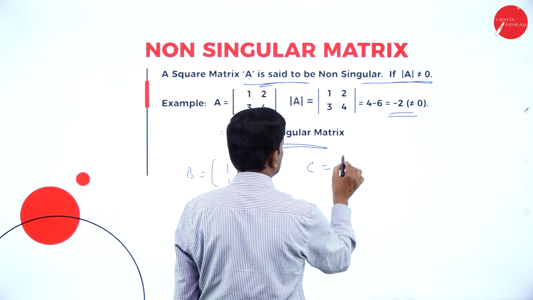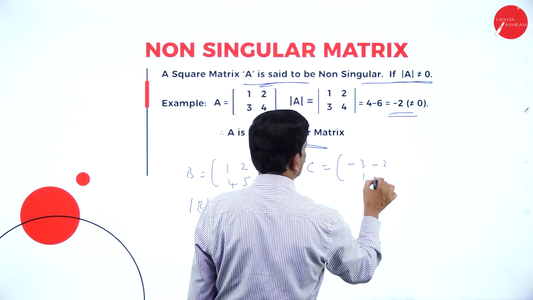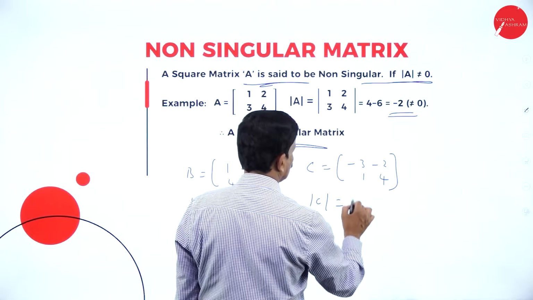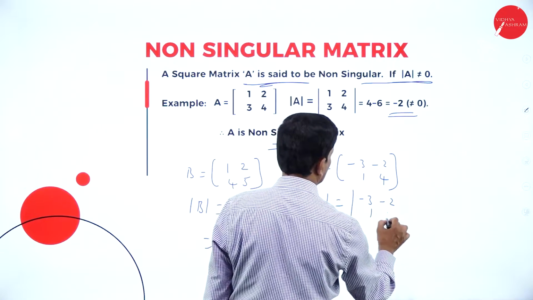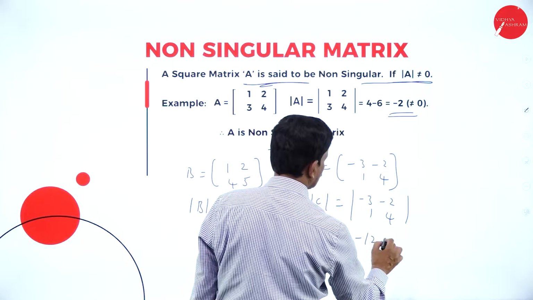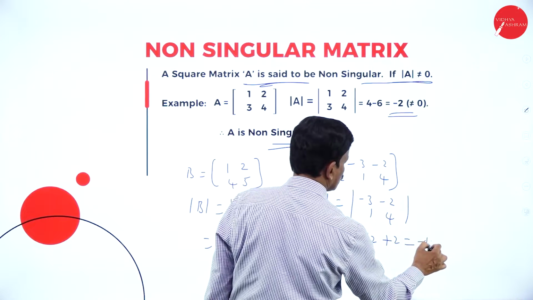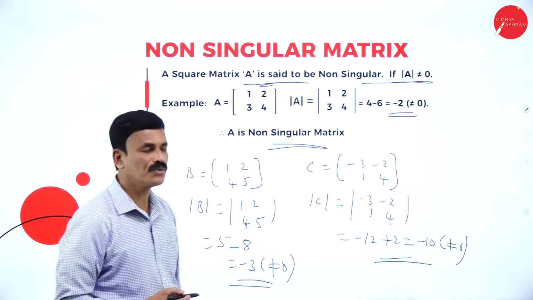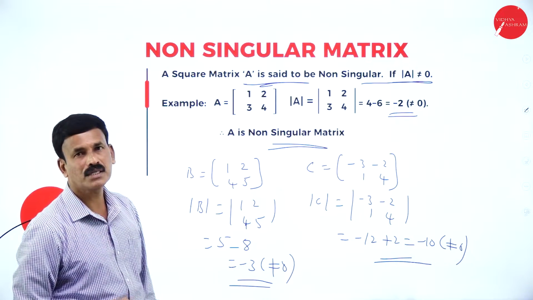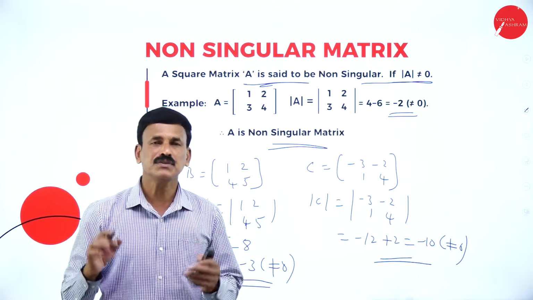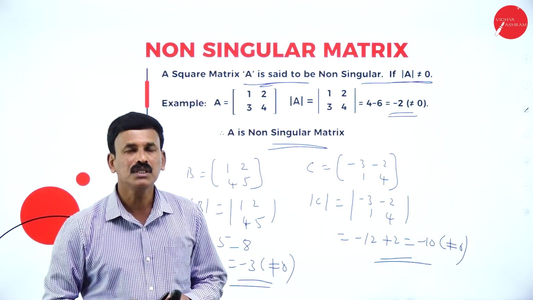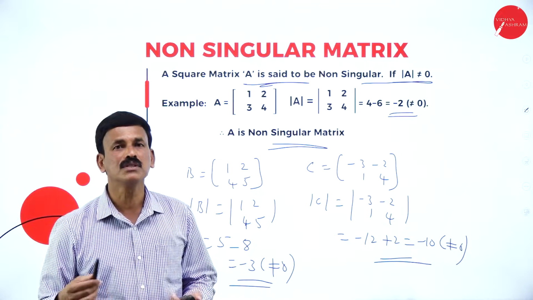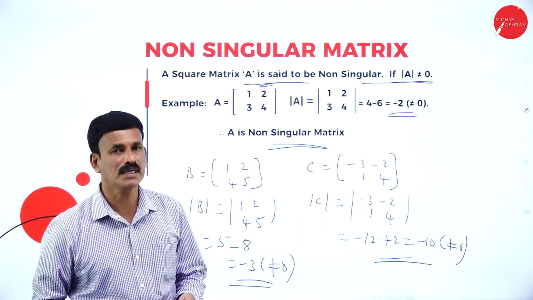Another example, if C is equal to [-3, -2; 1, 4]. So what is this equal to? The determinant of C is equal to -3 times 4, minus 12, minus into minus plus 2, that's equal to minus 10, not equal to 0. Therefore, this is also an example for a non-singular matrix. So, in general, if the determinant of A is equal to 0, then it is called a singular matrix. If the determinant of A is not equal to 0, then it is called a non-singular matrix.